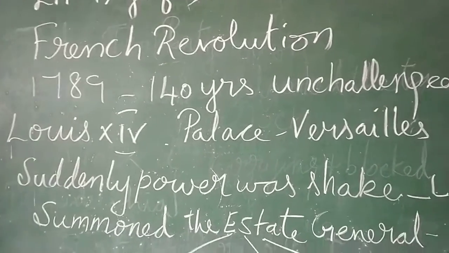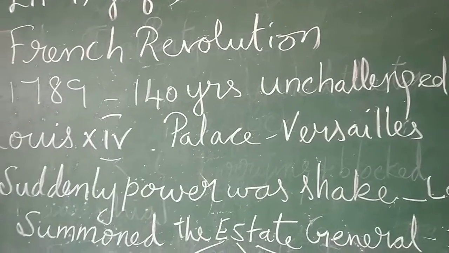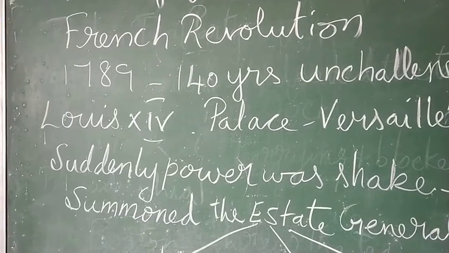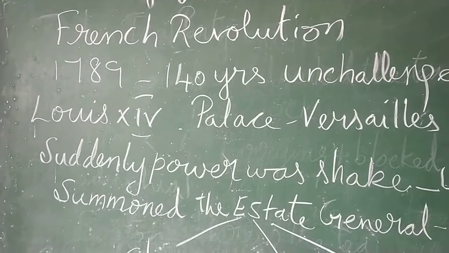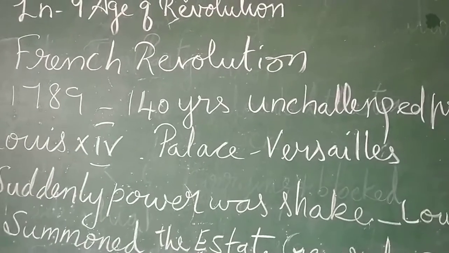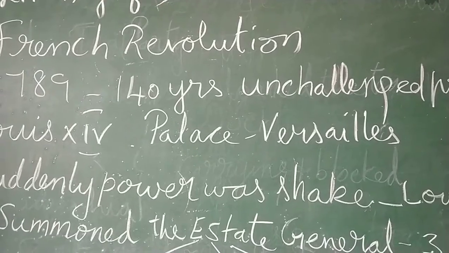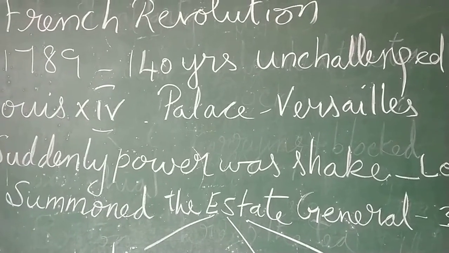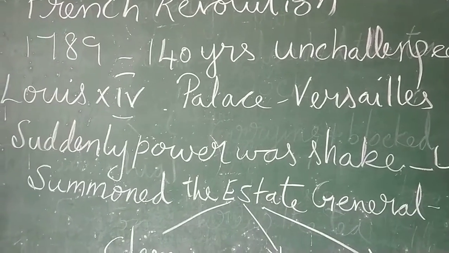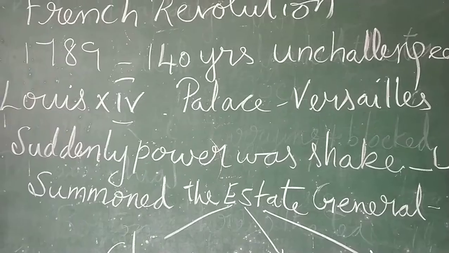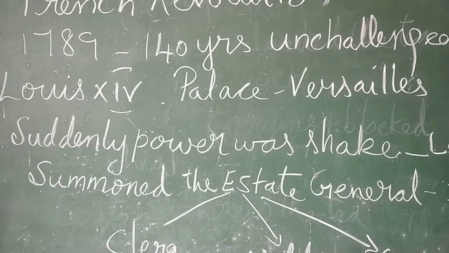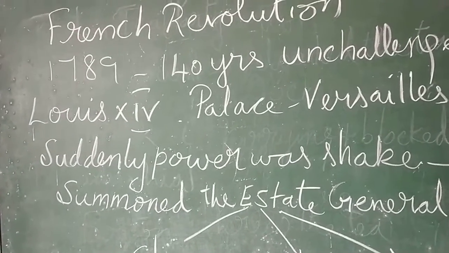Now the French Revolution, this was in the year 1789. Before the French Revolution, France had unchallenged power when compared to other countries. For 140 years they didn't have any interruptions. Perfect ruling was going on for 140 years during the period of Louis XIV and the palace of Versailles. This Versailles palace shows the royal absolutism in France.